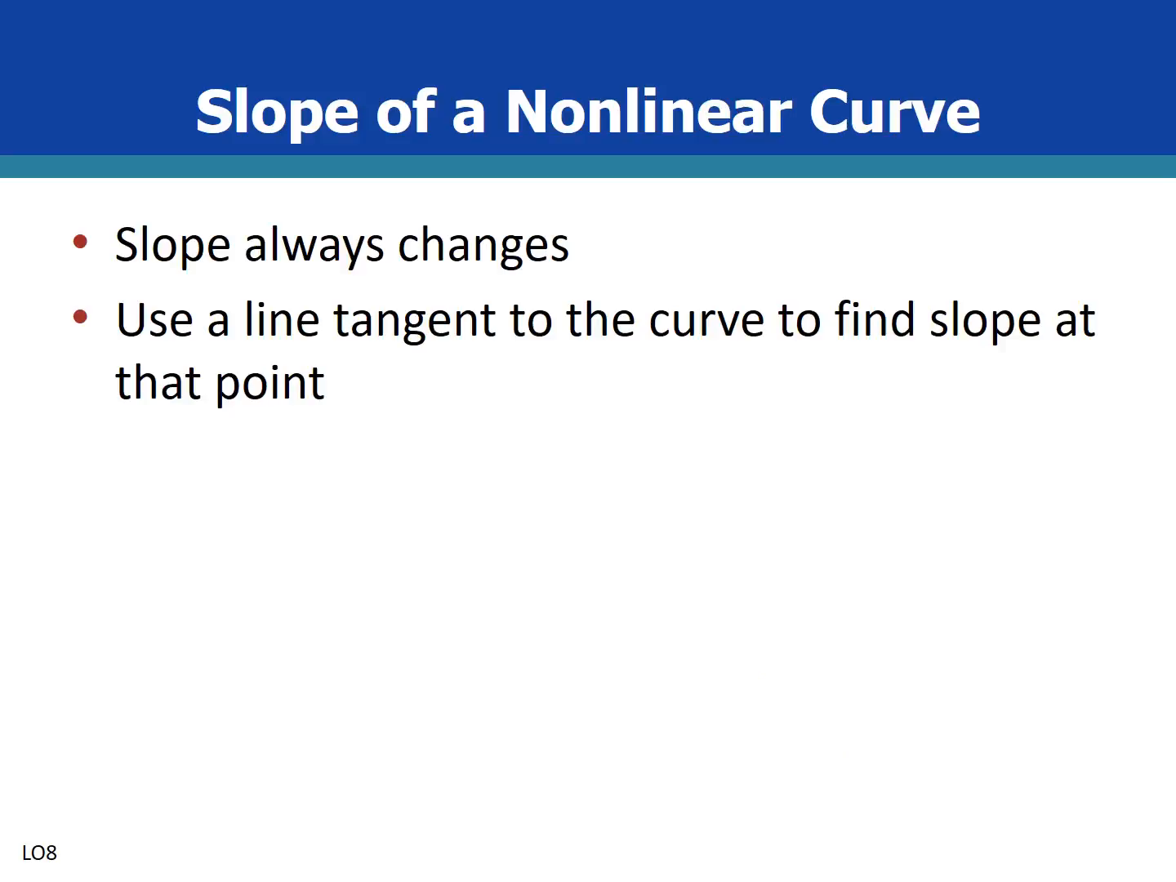When calculating the slope of a nonlinear curve, the slope is always changing. This means the slope will be different at every point on the curve. In this case, to find the slope, you must draw a line tangent to the curve and calculate the slope of the line by finding the change between 2 points along the tangent line.